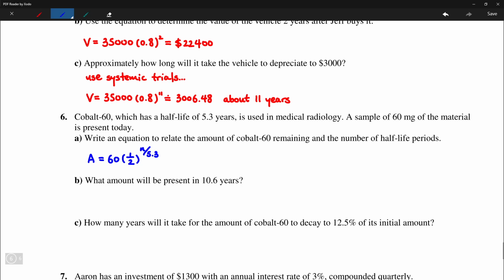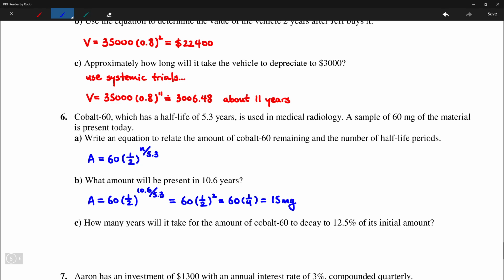So what amount will be present in 10.6 years? Well, we can simply substitute for this one. So 10.6 over 5.3, sorry about that, which of course simplifies to just 2, so 60 times 1/2 squared. So 60 times 1/4, which gives us 15 milligrams.